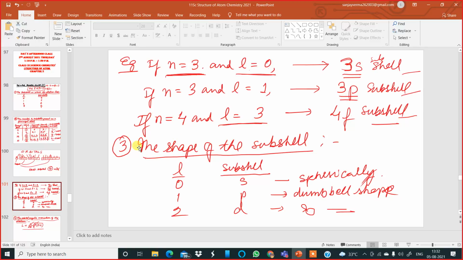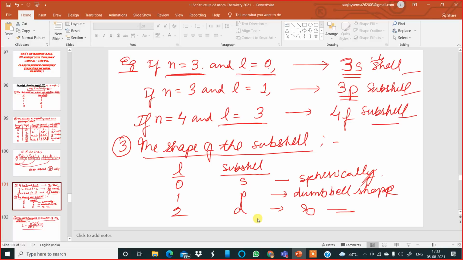Okay, so after that, the third piece of information provided by the azimuthal quantum number is the shape of the subshell. For l equal to 0, it is the s subshell. s subshells are spherical in shape. p subshells are dumbbell shaped. d subshells are a complicated mixture of 2 dumbbells together. And f subshells have much more complicated shapes, which are not in the syllabus for us.